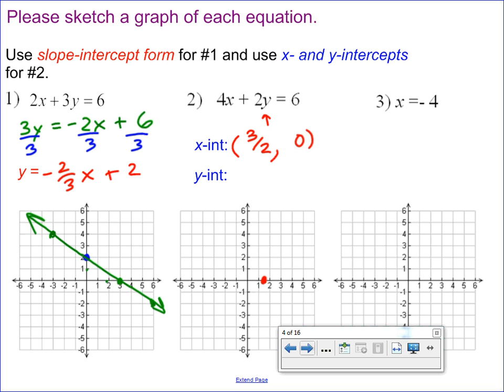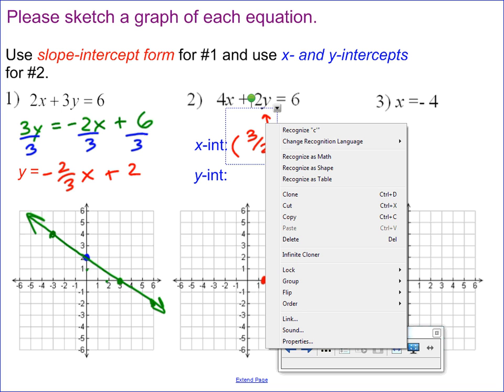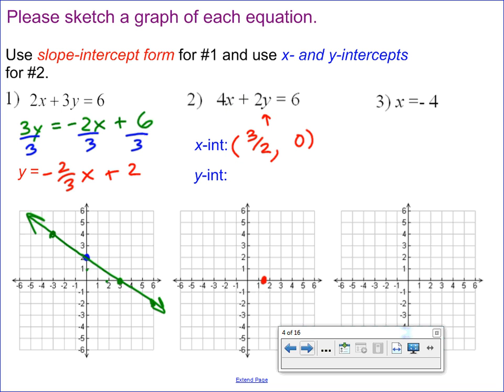So I'm going to go ahead and plug in 0 for x and solve for y. So I get 2y equals 6 divided by 2. 6 divided by 2 is 3. I'm getting 0, comma 3 for my y-intercept, and we'll plot that. We'll now go ahead and connect those, and I've got my line.